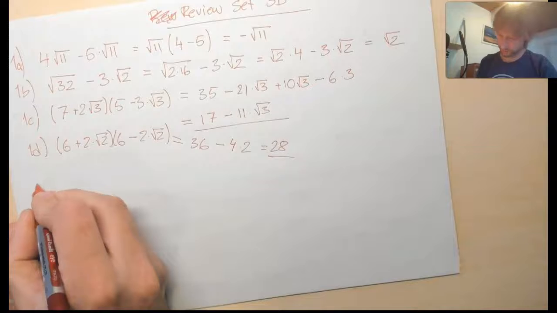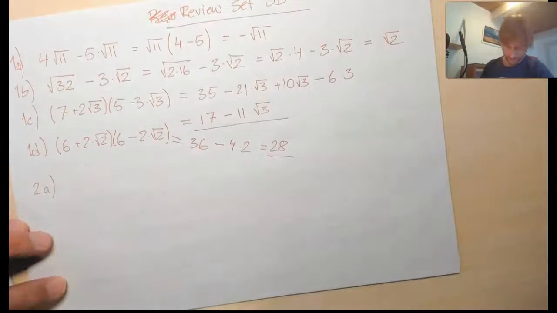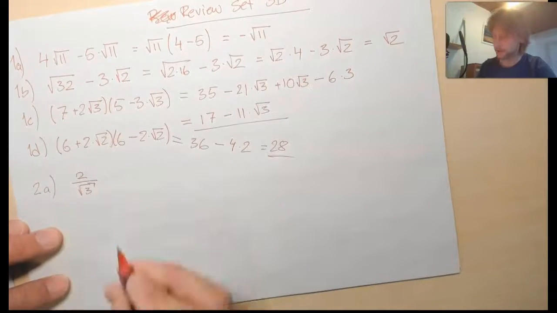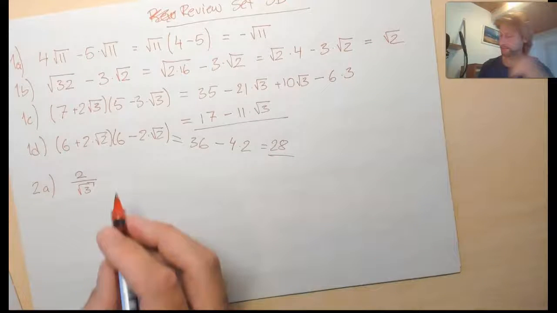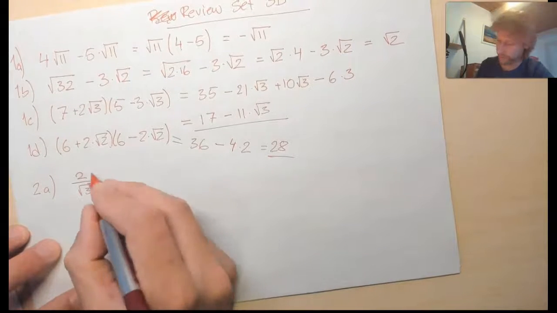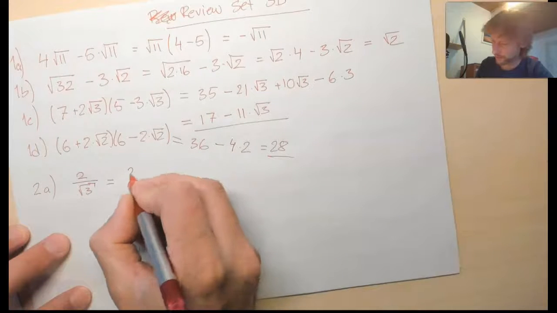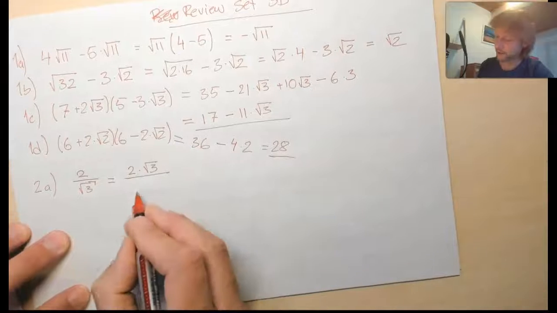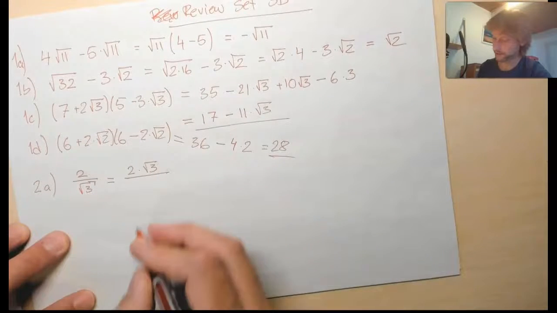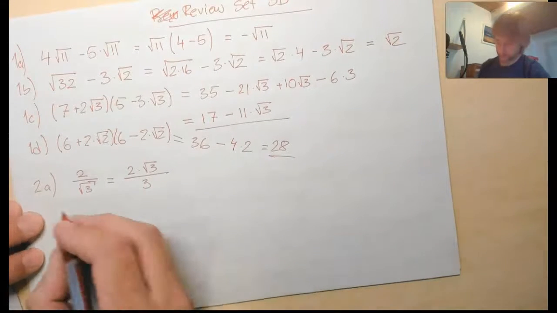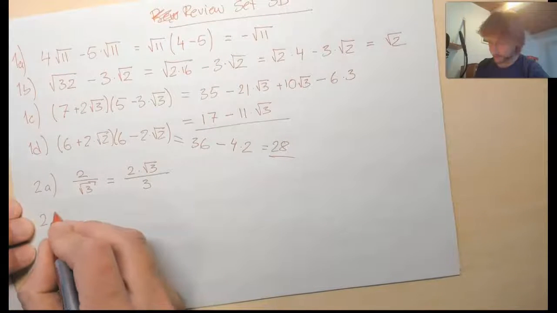Right, let's do 2a. We have to write with an integer denominator, and we get this 2 divided by the square root of 3, and we don't have an integer denominator yet, but there is this trick that we can multiply both numerator and denominator by the same thing, and if we do the square root of 3 both places, then we have 2 times the square root of 3 up here, and down here we get the square root of 3 multiplied with itself. That's just going to be 3.